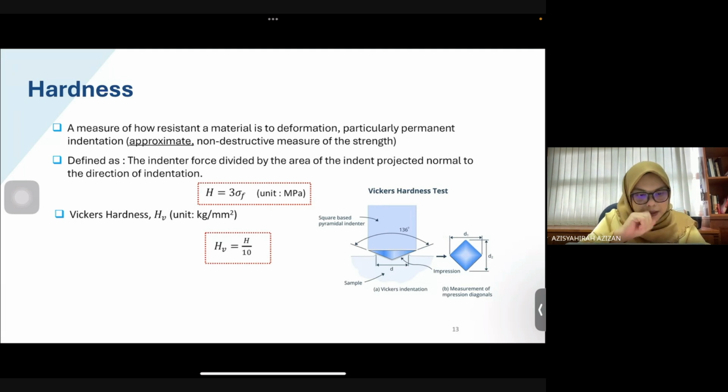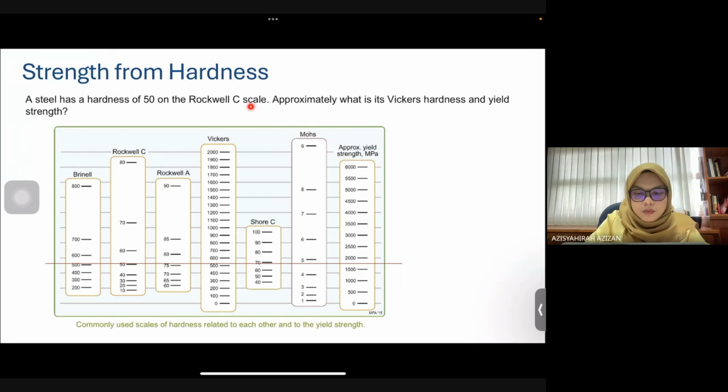So okay, how to determine the strength from hardness, right? We have here steel. Steel has a hardness of 50 on the Rockwell C scale. Approximately, what is its Vickers hardness and yield strength? So we know the steel hardness is based on the Rockwell C scale. We look at this Rockwell C scale and make a line at 50 because it's given as 50. We want to know the Vickers hardness and also the yield strength, so we go to the Vickers scale.